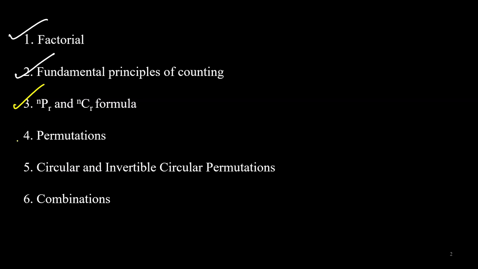Right. Then permutations, then circular permutation. There is one more thing called inverted circular permutation. Many people know circular permutation only, but there is one more area, inverted circular permutation, and then combinations. Combinations video is already available, but these five things we need to cover: factorial, fundamental principles of counting, nPr, nCr formula, permutations and problems related to that, circular permutation, problems related to that, and inverted circular permutation, problems related to that, will be discussed.